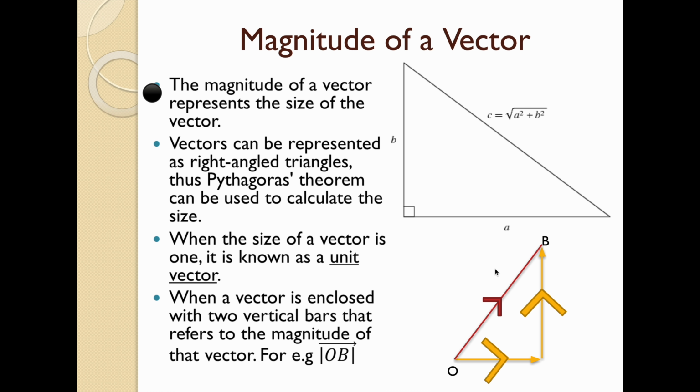Another fun fact is when the size of a vector is 1 unit, we call it a unit vector. Now, if we want to refer to the magnitude of a vector, we write it like this. As you can see, we have the straight brackets. That tells us we're looking for the magnitude of OB. So take this down, very important stuff. Soon we'll get into some calculations and so forth.